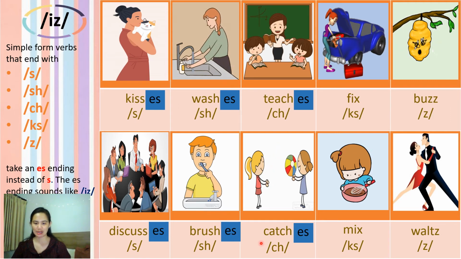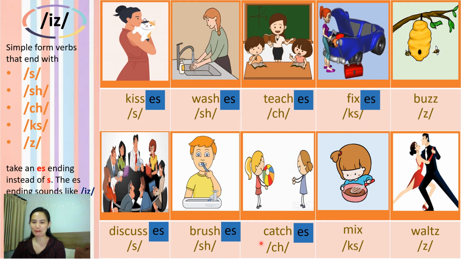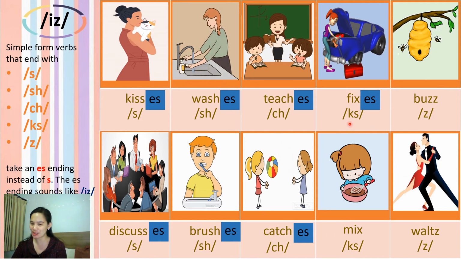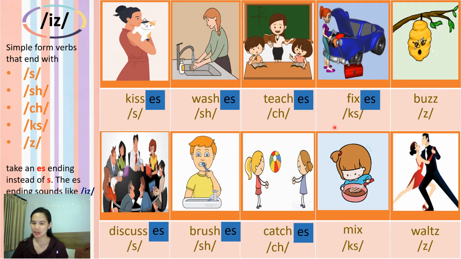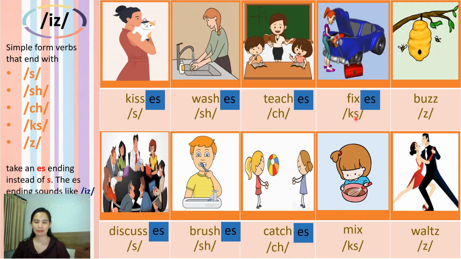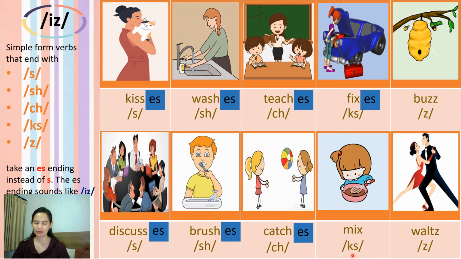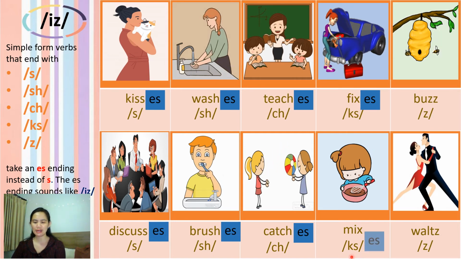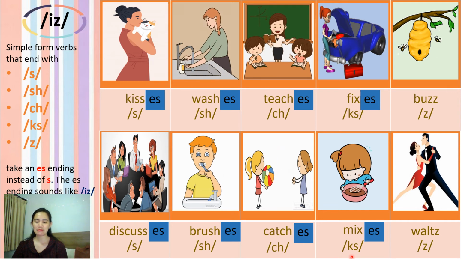Again, it's catches. Next word, the word is fix. So we're gonna hear the sound of x at the end. The sound of x is represented by the letter X in the English alphabet. So if you see the verb ends with X, with the sound of X, add ES to make it into a simple present tense, and we're going to read the word as fixes. Again, it's fixes. Next word, we have mix. Again, we hear the sound of X at the end of the word. So to make it into a simple present tense, we're going to add ES at the end. So we're going to read the word as mixes.